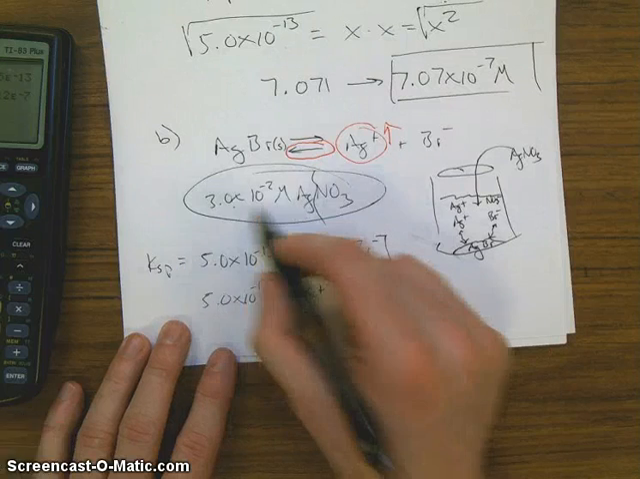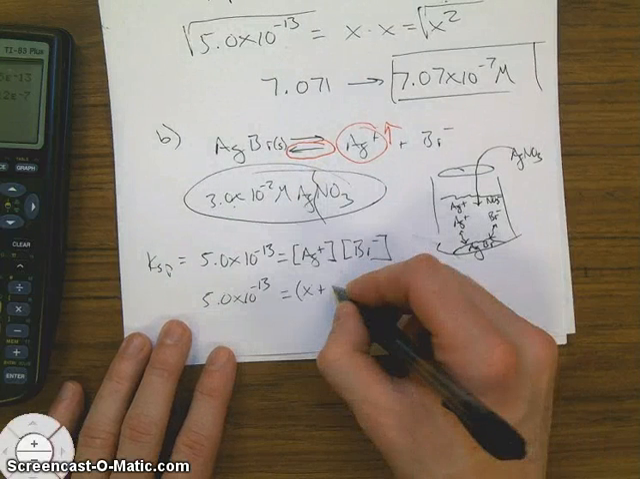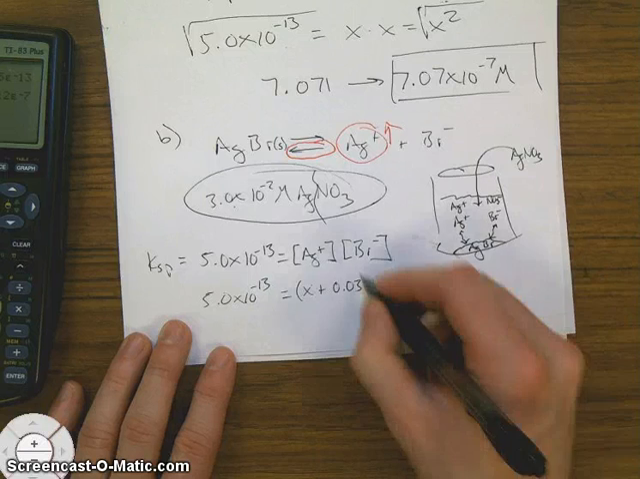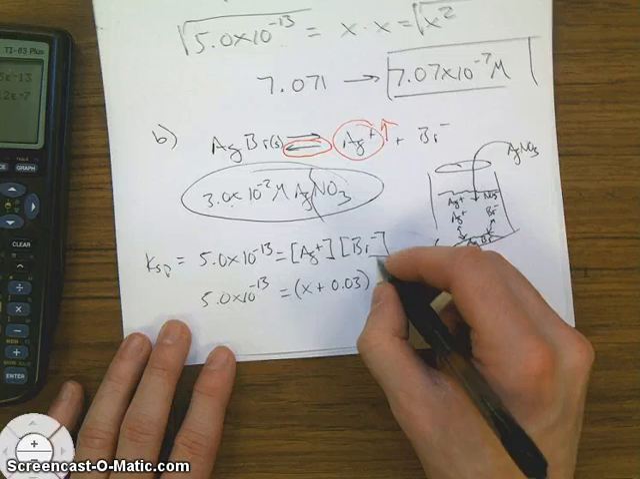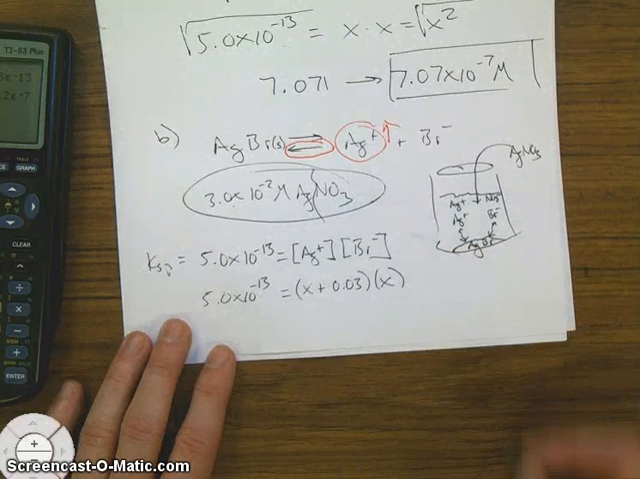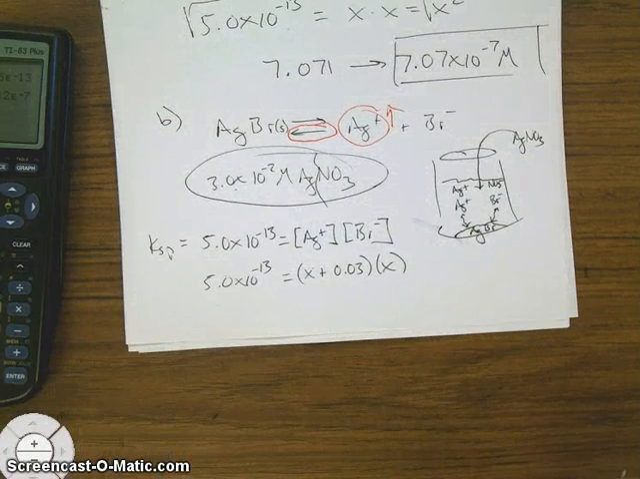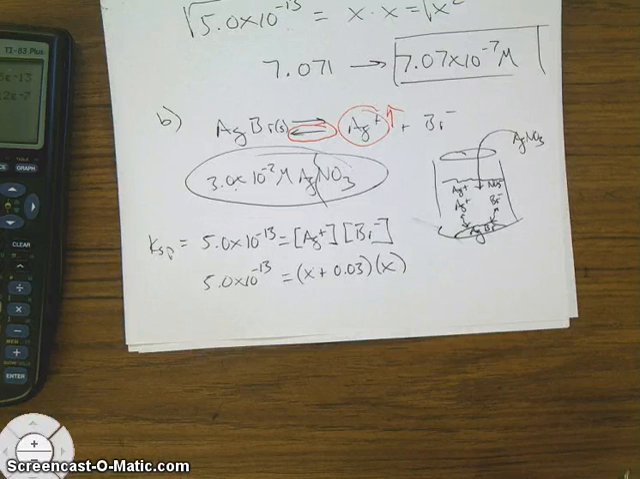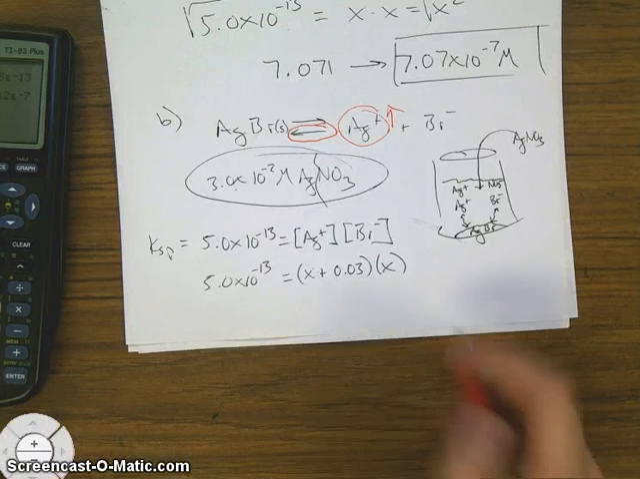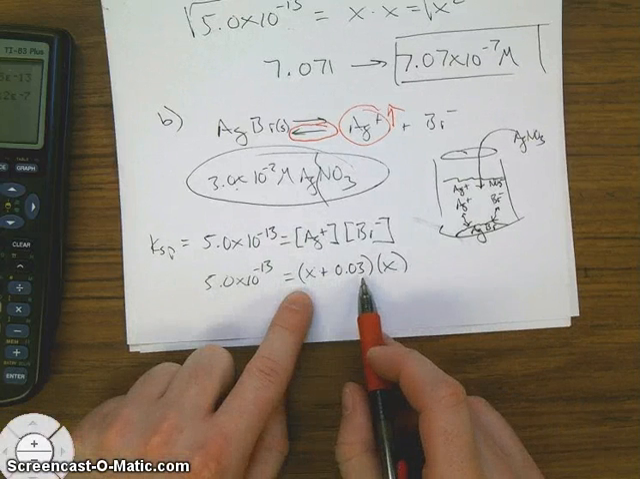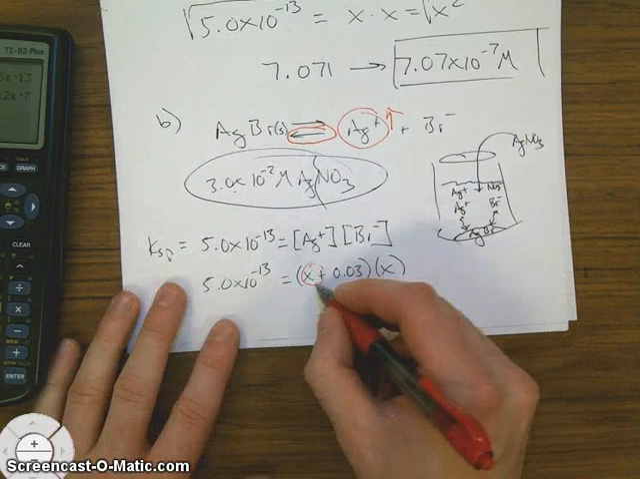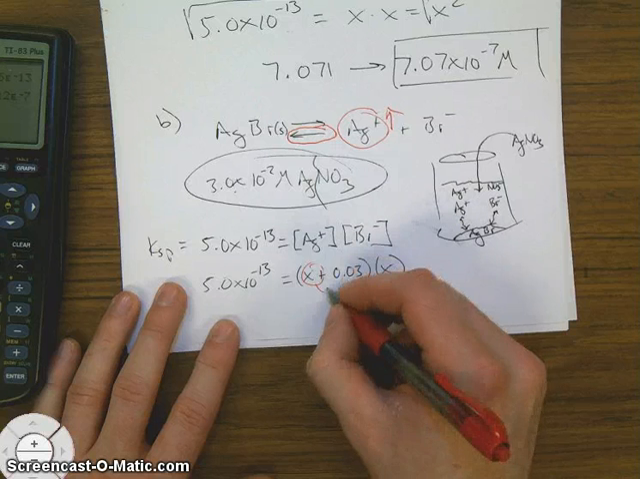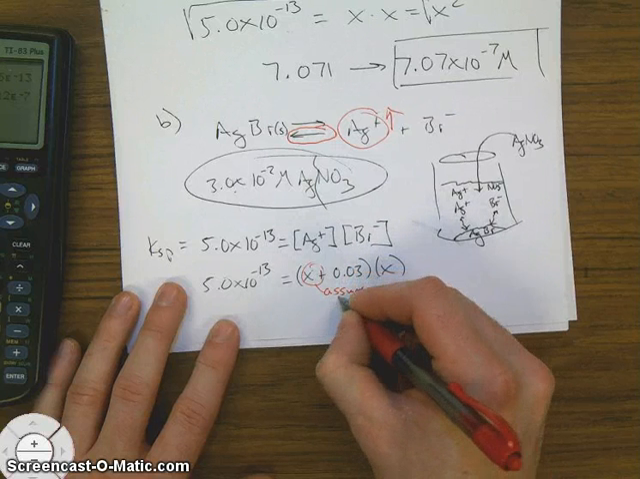So I'm going to rewrite it not as 3.0 times 10 to the negative second, I'm going to rewrite it as 0.03. And then bromide, I didn't increase the bromide concentration by adding silver nitrate, so it stays exactly the same as x. So now, of course, I have to solve for x. If you're looking at it going, uh-oh, quadratic time, don't worry about it. You don't have to do the quadratic. That's because x, when you add it to 0.03, is going to be a very, very small number. So because of that, as we have in previous equilibrium questions, we can assume it's 0.